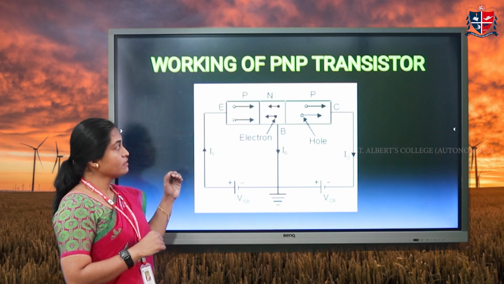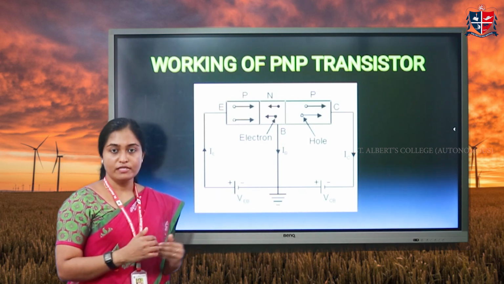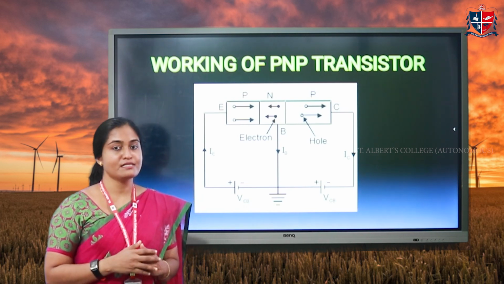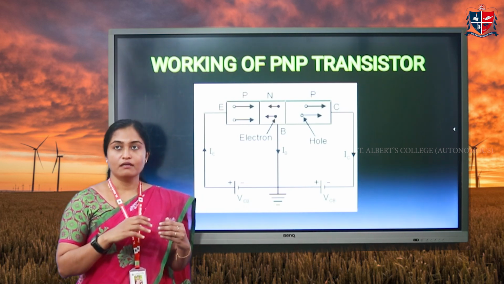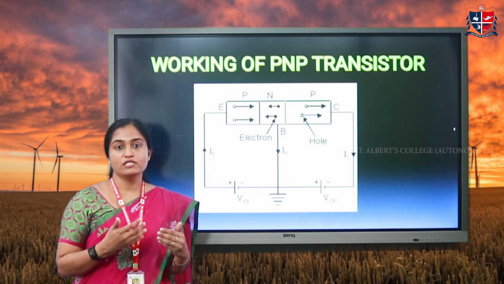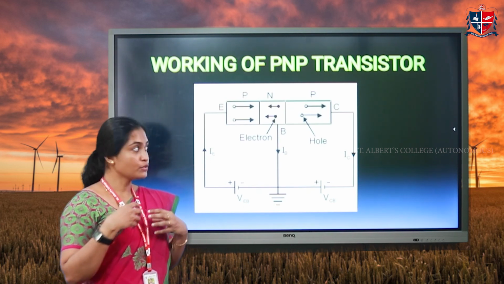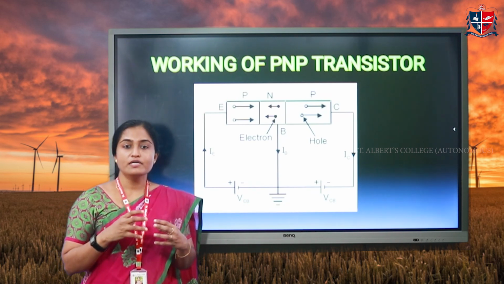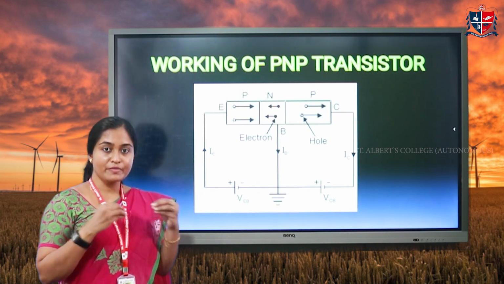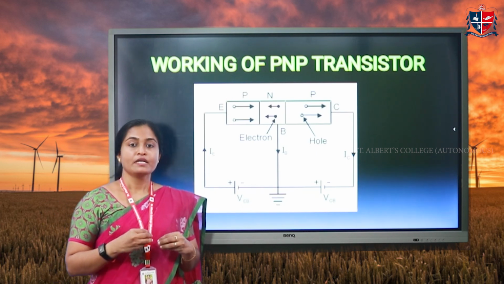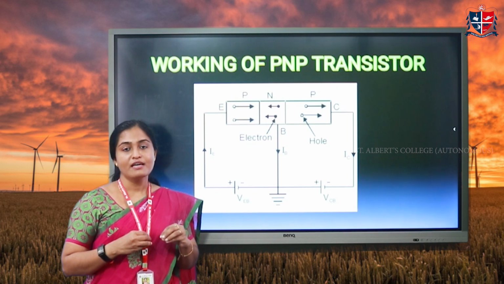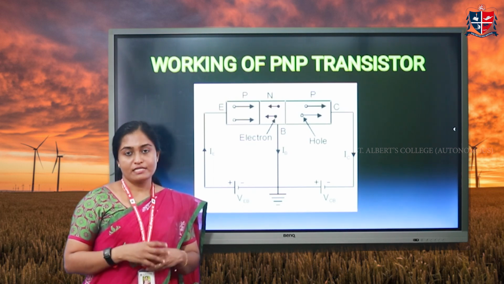And it will cross the base region, and in the base you have electrons, the majority carriers. So almost 95% of the holes can reach the collector side, but less than 5% of the holes from the emitter side will get recombined with the electrons in the base region, and get neutralized there.